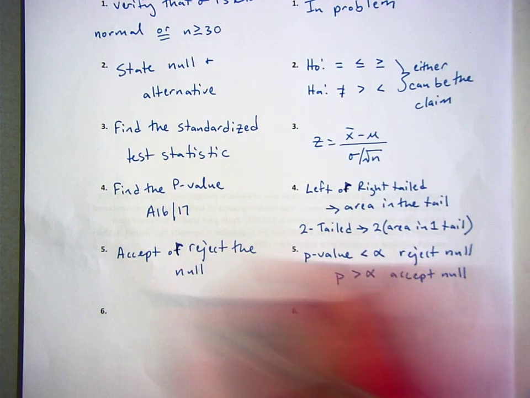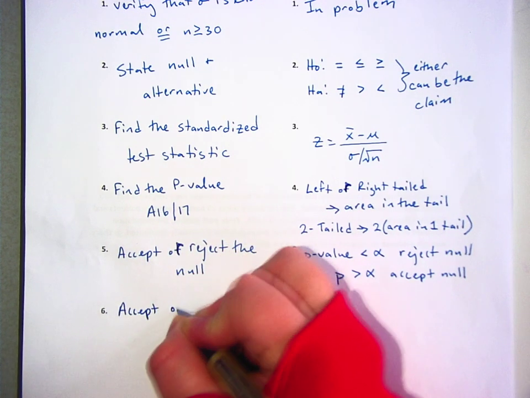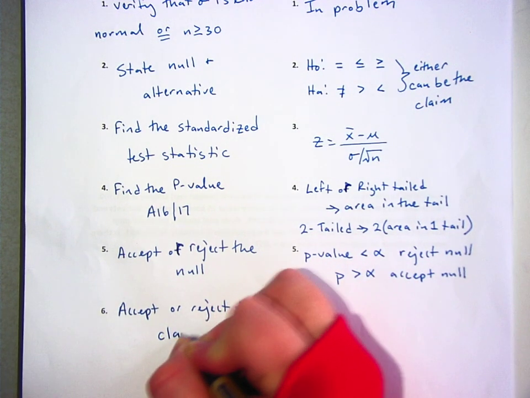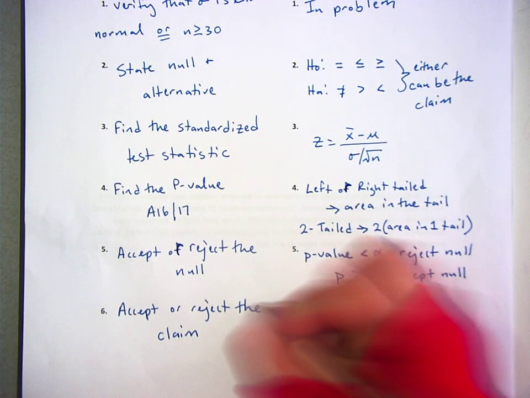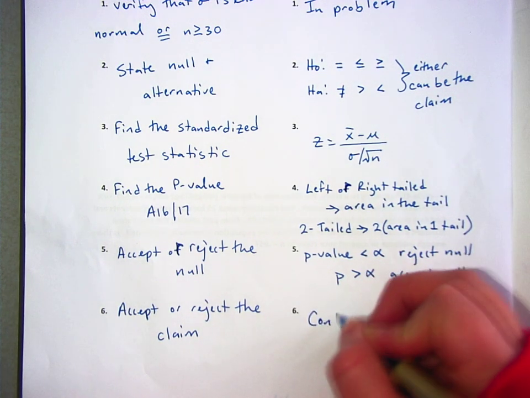Okay, now after you accept or reject the null, you accept or reject the claim, which means you need a context sentence.